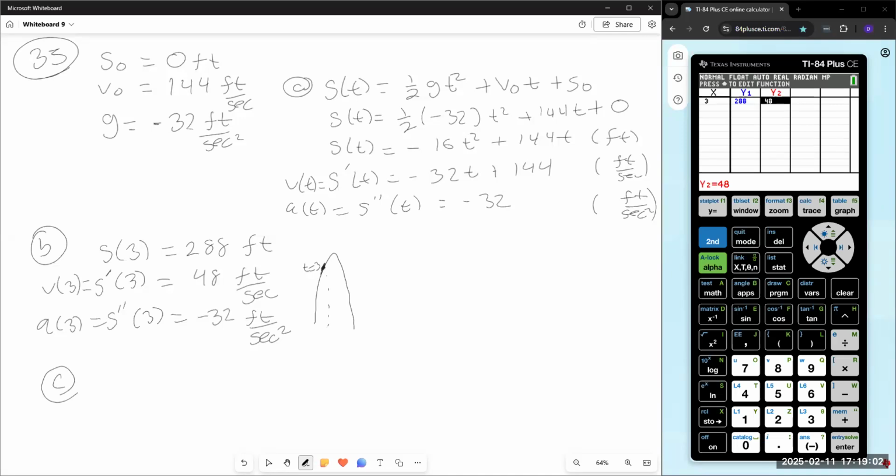The special thing going on here at this high point is that the velocity is equal to 0 at this point, because I lost all of my upward speed before I start going downward. So there's no speed right there, no velocity. So I can take the velocity equation and set it equal to 0.